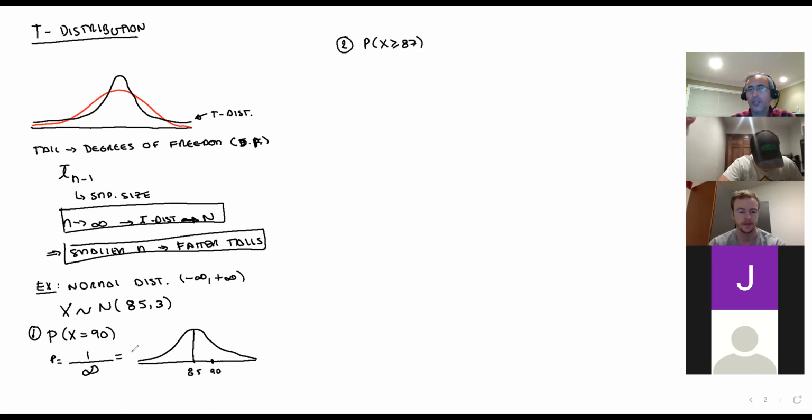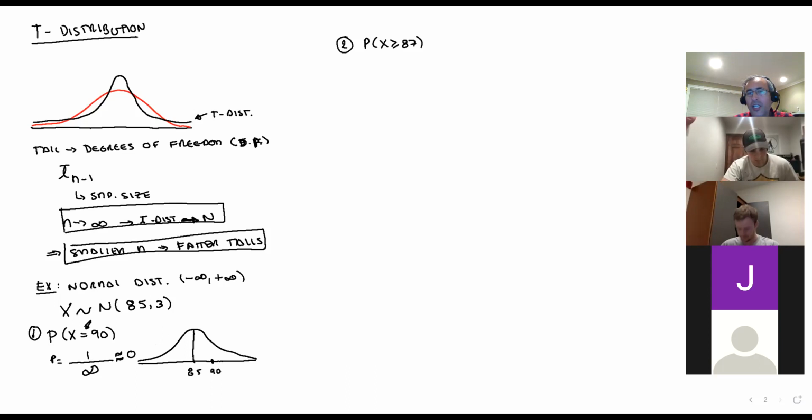That's just infinity? Nope. Oh, zero. What number? 1 divided by a huge number is 0, almost 0. Yeah. Well, it's not 0. It is almost 0. You agree? So that's why, guys, when you work with continuous distributions, you never find exact probabilities of equalities.